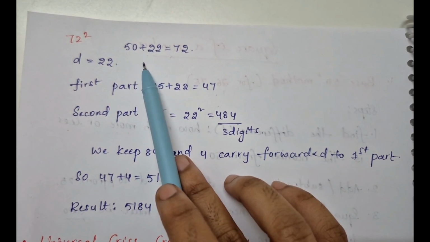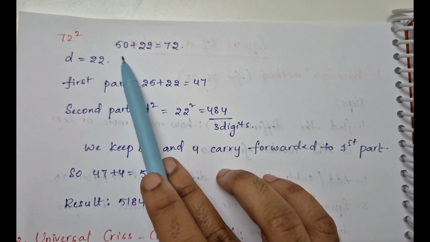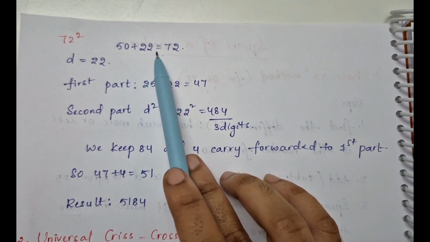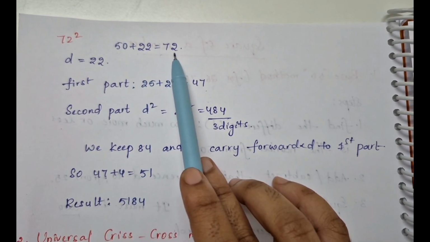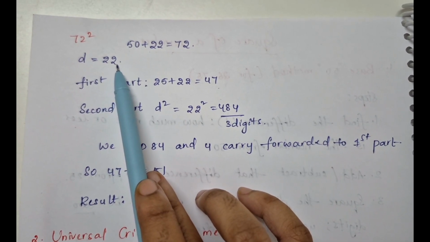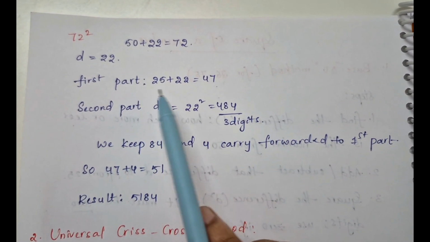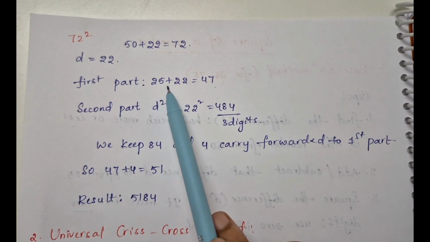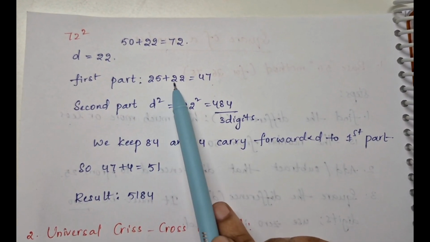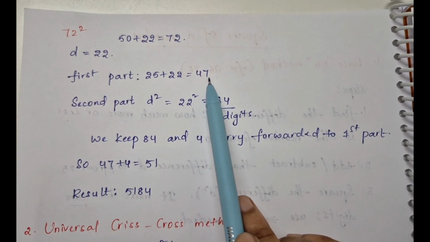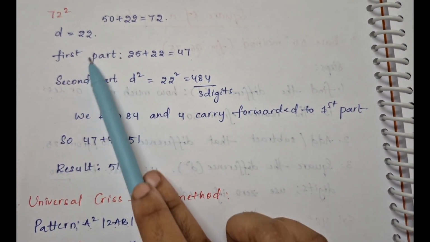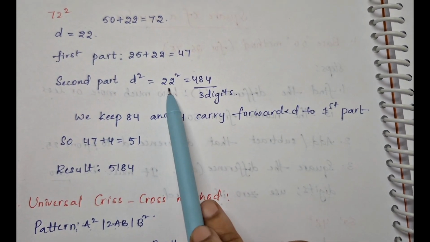Okay, let me take another example also. 72 square I am taking. How much is 72 more than 50? 22, right? If we add 22 to 50, we'll get 72. So the difference here is 22. What is the first part? We add the 22 to 25, so 25 plus 22 equals 47. This is the first part, and the second part is the square of the difference. What is the square of 22?